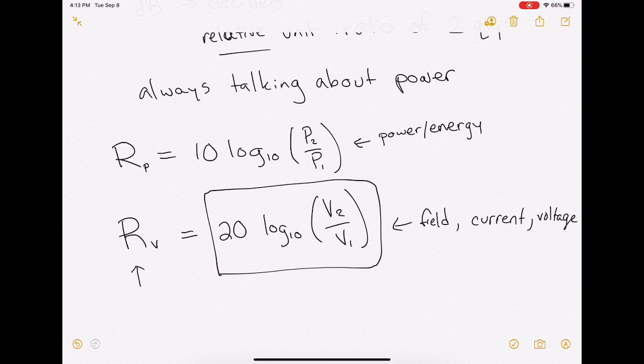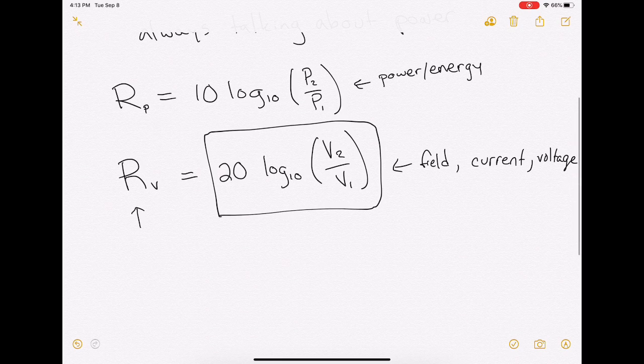And obviously, when you are doing this ratio inside the argument of the dB operation, they should always be the same type of quantity. Don't try to take a ratio of a voltage to a current and then convert it to dB. That's not dB, that's impedance. So don't do that.